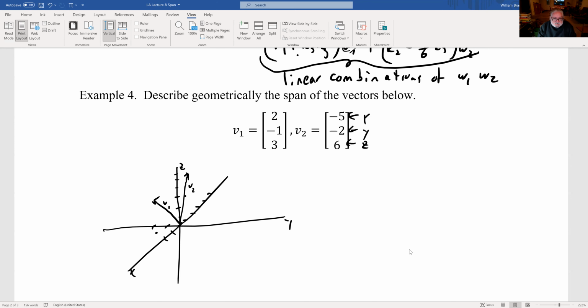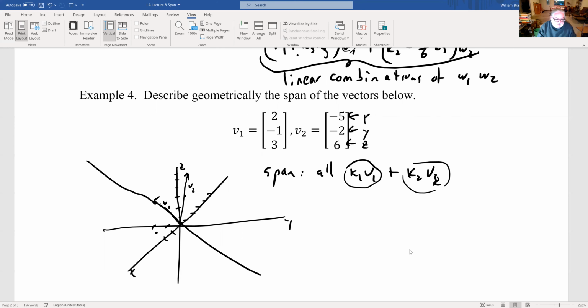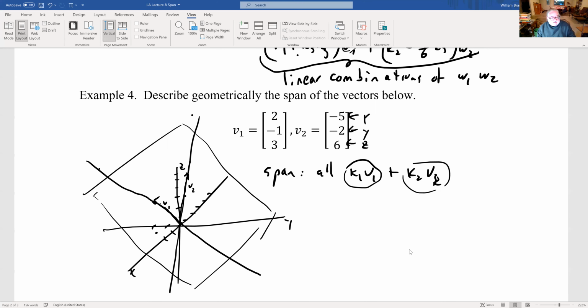So the span of the vectors is all linear combinations, which is all things of those types. Now we know that K1 V1, if we just let K1 vary, just gives us this line in 3-dimensional space. K2 V2, if we let that vary, gives us this line in space. If we take vectors on this line plus vectors in this line, what we get is the plane in space defined by those 2 lines, defined by V1 and V2. So if you have 2 lines in space, they define a plane, the plane that they're on.